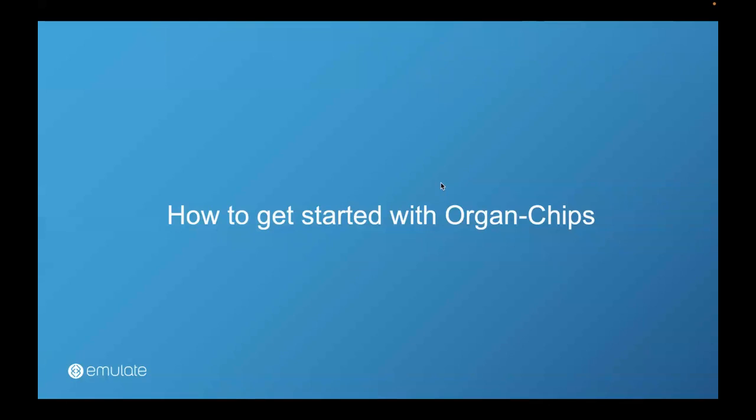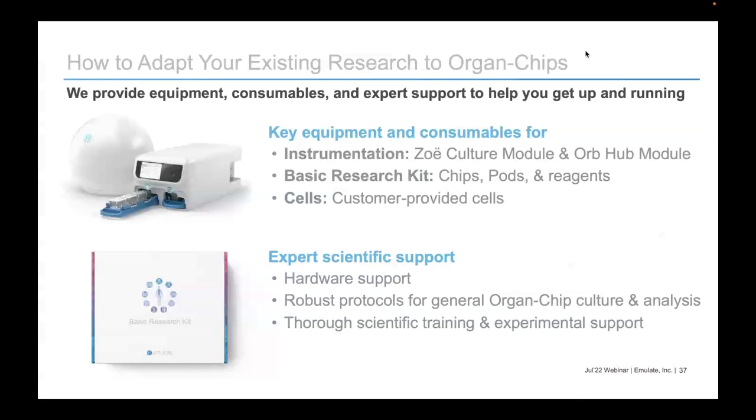So how to get started? As I mentioned before, Emulate offers kind of an end-to-end solution. We have the chips themselves, we have kits with pre-validated biology to get you started, and we have a system that helps really make it easy for an in vitro cell biologist to start to pick up and get into the organ-on-a-chip world. So you can adapt your current model to organ chips quite easily. We provide the equipment, the consumables, as well as the expertise to get started.